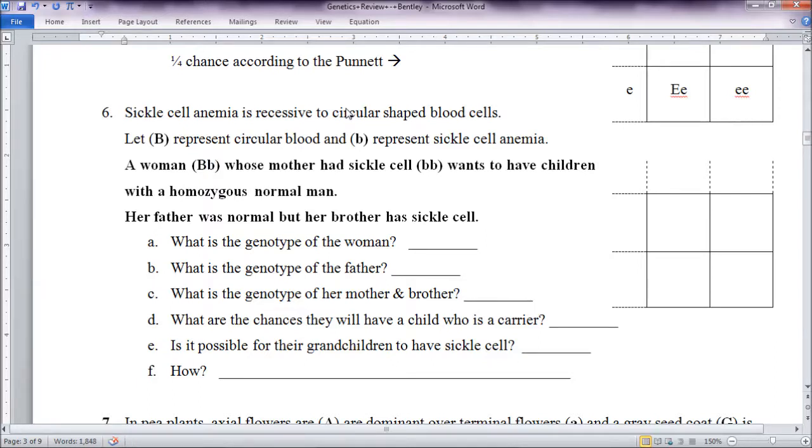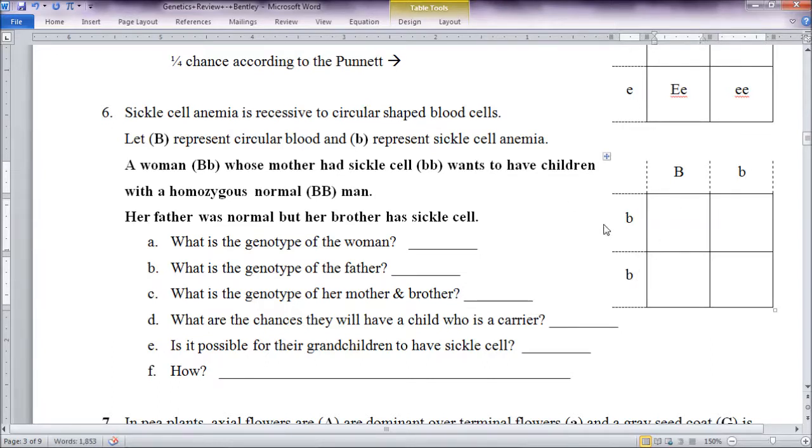So she wants to have children with a homozygous normal man. So that's nice. Our homozygous normal man will be, I'm going to put it after the normal because the man's not really important here, will have to be BB, capital B, capital B. So her father was normal, but her brother has sickle cell. Now, that's actually not important to tell us because we already know that her mother had the disease, which meant she must have passed on one of those copies. So that's not even really needed. Not an important fact. At least if we don't talk about the whole incomplete dominance thing.